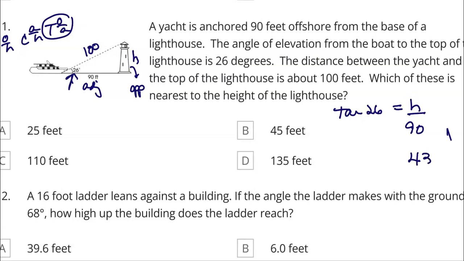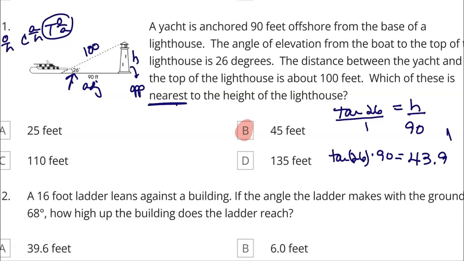So I have 43.9 because I did this as a one-step problem. My cross multiplication, cross products gave me this. Now they say, which of this is nearest? So which of these answers is nearest? Well, none of them is exact, but they're not asking me for the exact. So the nearest is going to be 45 feet.